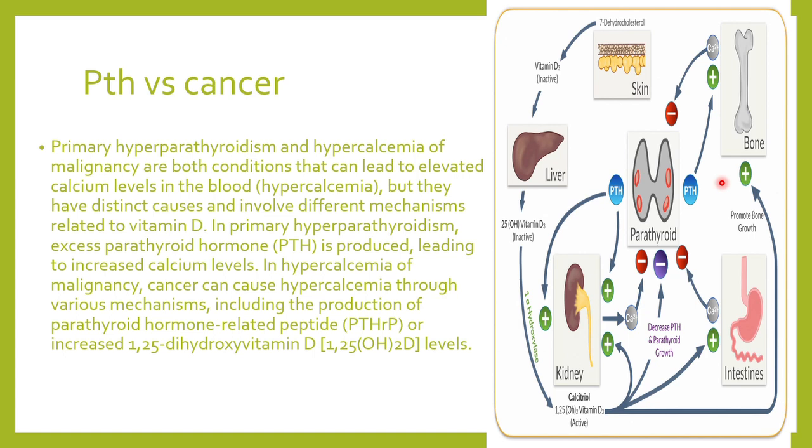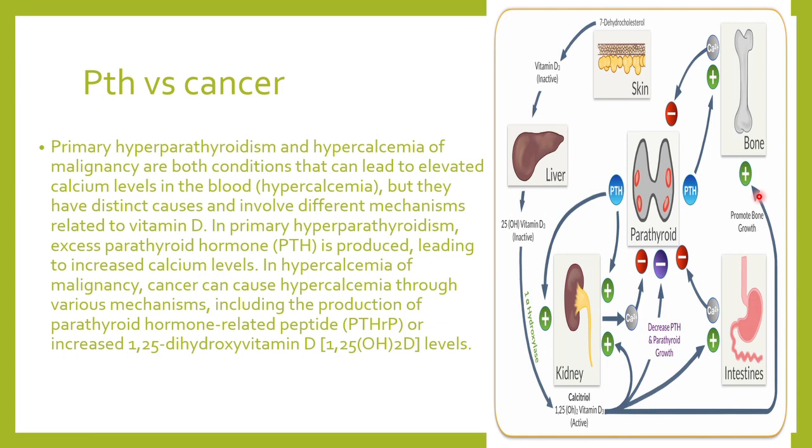So for this, it will need the 1,25 dihydroxy vitamin D3. So in primary hyperparathyroidism, there will be increased level of calcium, and also there will be increased level of this 1,25 dihydroxy vitamin D3. But in case of hypercalcemia of cancer, there is some hormone which is related to your parathormone. It will not need this 1,25 dihydroxy vitamin D3. The level might be normal or it can be low.